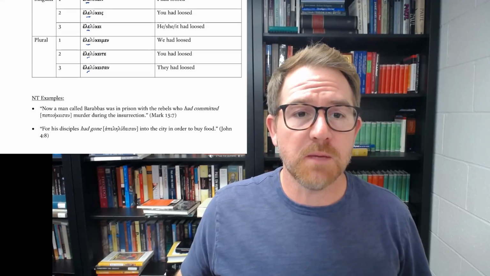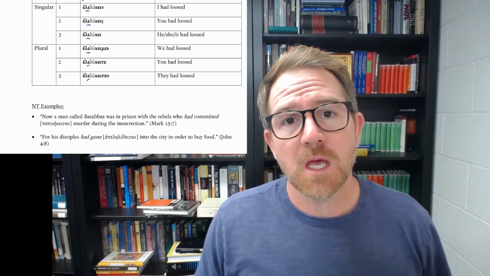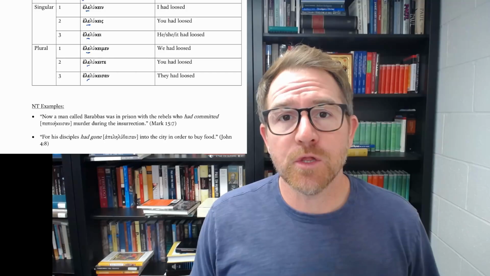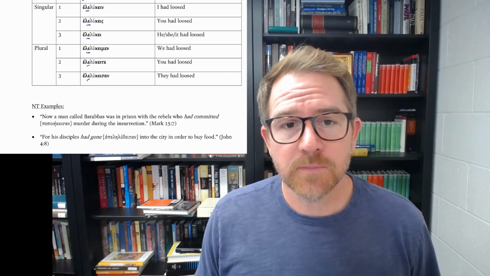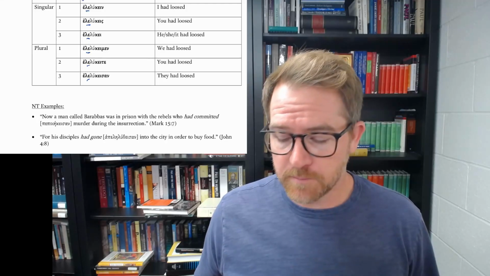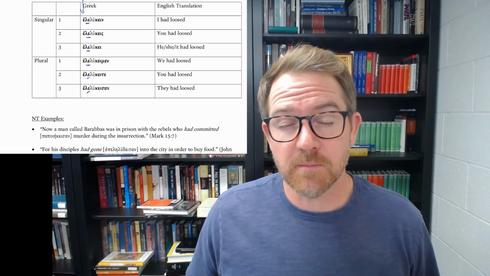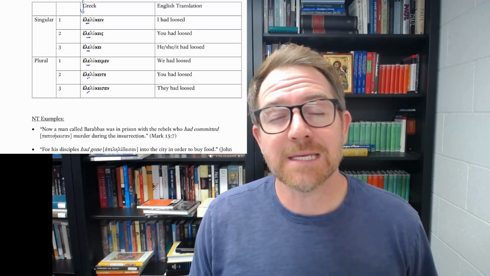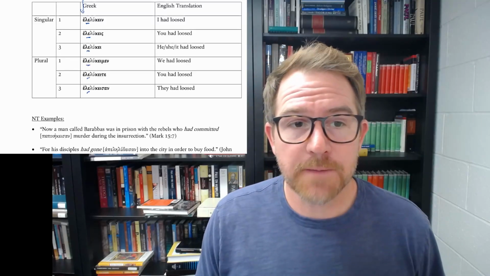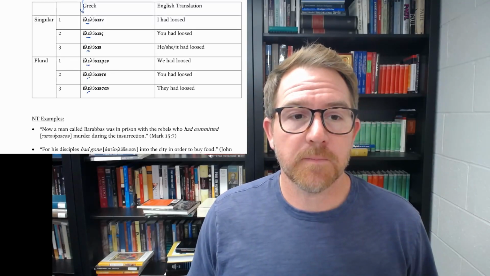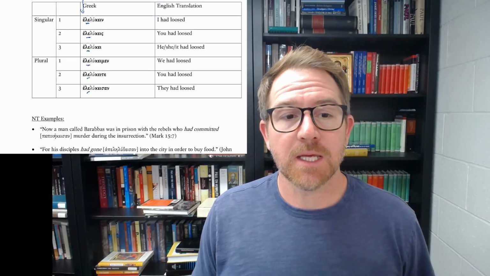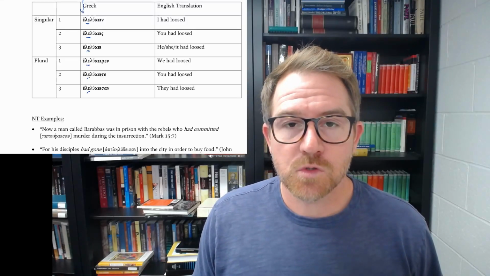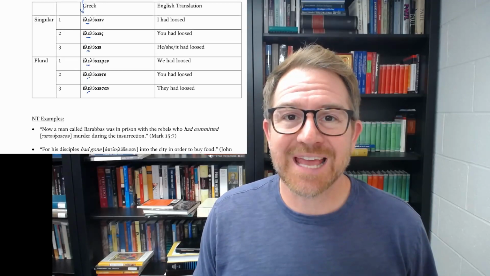So that introduces us to the perfect tense forms with the reduplication, lelu, ka, kas, ke, kamen, kate, kasi, as well as the perfect middle passive, lelu, mai, sai, tai, metha, sthe, and ntai, and the pluperfect, elelu, kein, keis, kei, keimen, keite, keisan. So these are the forms of the perfect and the pluperfect.